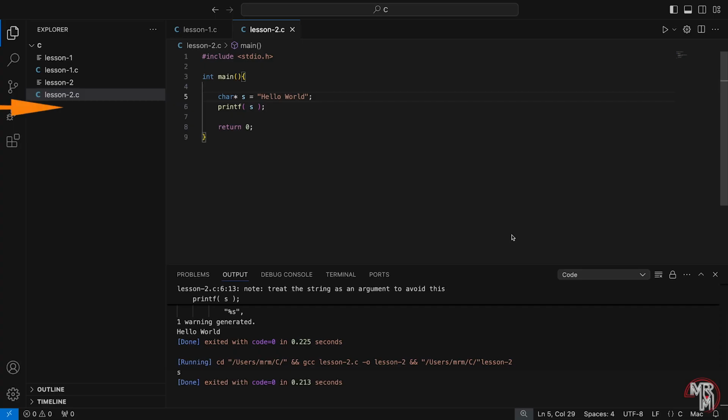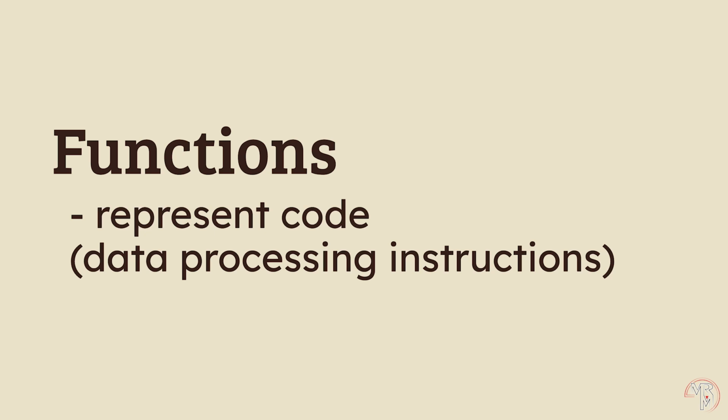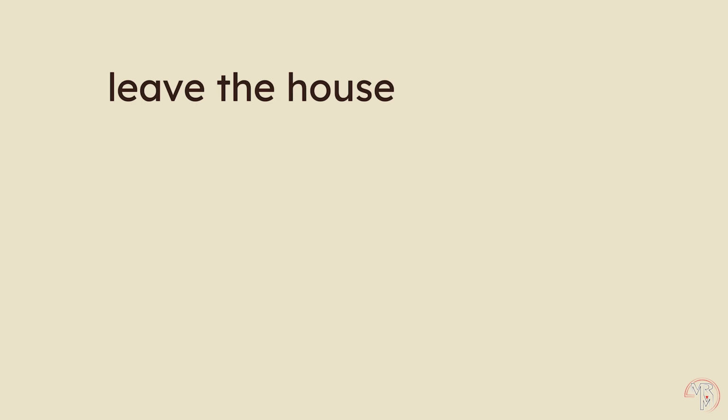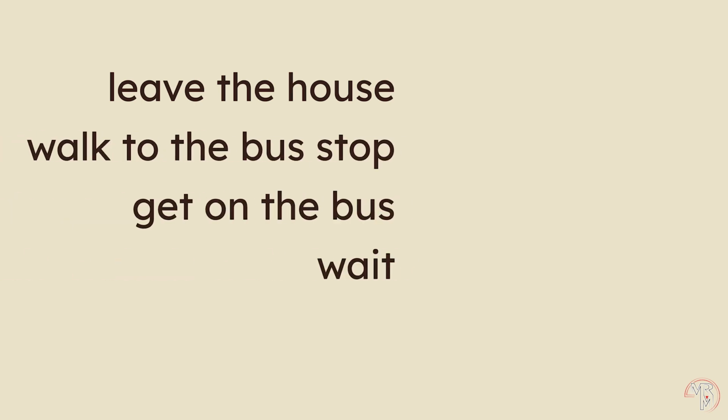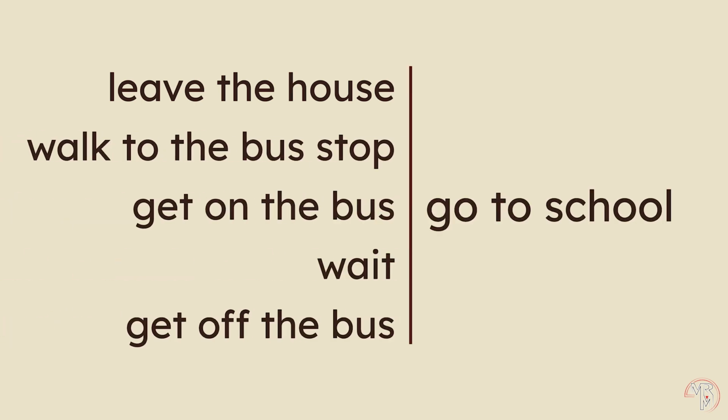So by using or calling this printf function, we tell the computer to execute the set of data processing instructions associated with a function. You can view a function as a complex instruction that consists of multiple simpler instructions. For example, instead of saying something like leave the house, walk to the bus stop, get in the bus, wait until you get to school, get off the bus, you can simply say go to school. In this case, go to school would be a function that consists of multiple simpler actions, such as getting on and off the bus. In programming, we quite often need to repeat the same set of instructions multiple times, so instead of copy-pasting the same code multiple times, we can sort of wrap it in a function and use or call that function, which is one of the advantages of using functions.